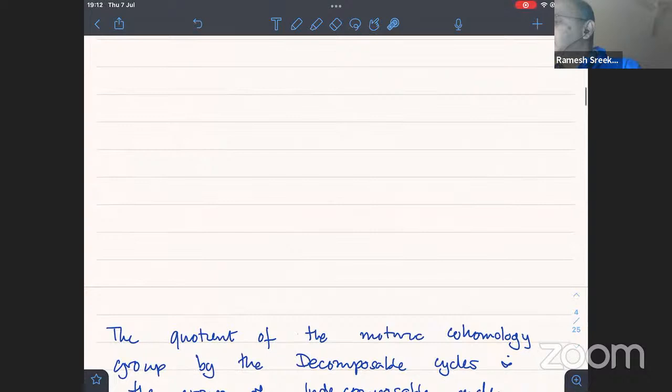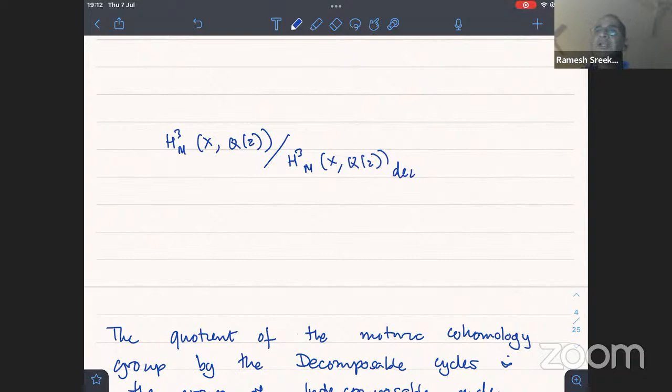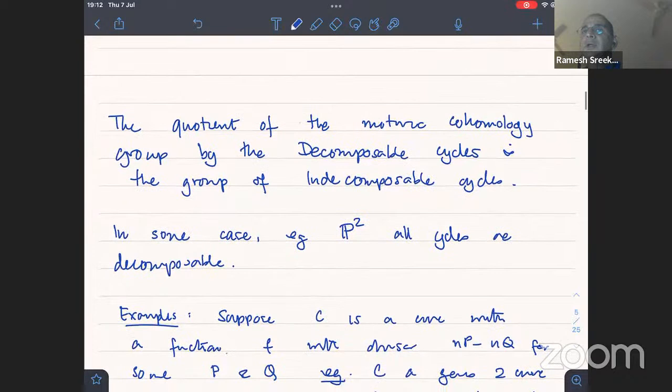You take H3 MX Q2 modulo the H3 MX Q2 decomposable part, which is the image of the product of those lower dimensional guys, right? And that you call the group of indecomposable cycles, H3 MX Q2 ind, right? The point is, you want something which is non-trivial in this group, because it's a genuinely new cycle. It doesn't come from some product structure below. Okay, so that's called the group of indecomposable cycles. And what you do is construct certain indecomposable cycles.